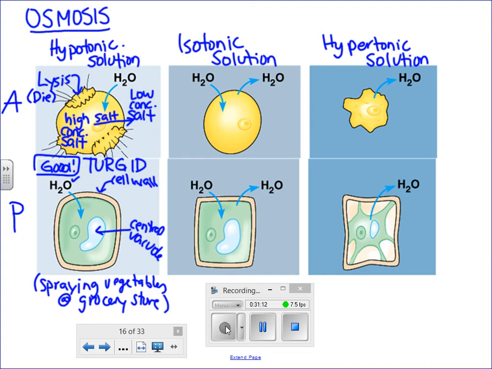Now the middle column is an isotonic solution. In an isotonic solution, notice that we're showing water coming in and water coming out. That is because the concentration would be equal. There would be the same concentration in and out of the cell, and so water would move back and forth freely. Actually, in all of these examples, water would move in and out. It's always doing that. It's just that in the first example, way more water moves in than out, and so we just talk about the water moving in. I want you to focus on the water going in. The idea is that water is constantly going across the cell membrane all the time, but in a hypotonic solution, it's primarily going in.